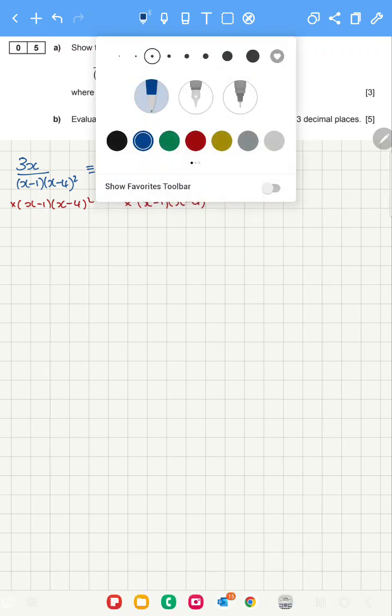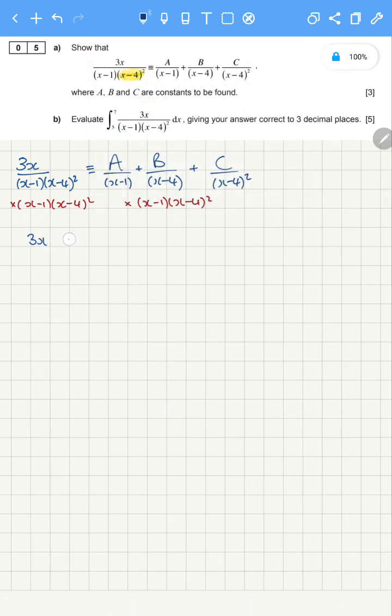On the left-hand side, that's going to cancel at the bottom. However, on the right-hand side, that's going to have some effects on each one. We're going to times every single one of those by (x minus 1)(x minus 4) squared. So in the first one, it's going to cancel out the x minus 1. The x minus 1s will cancel out when you times them, so you'll be left with (x minus 4) squared up top. So that's A times (x minus 4) squared.